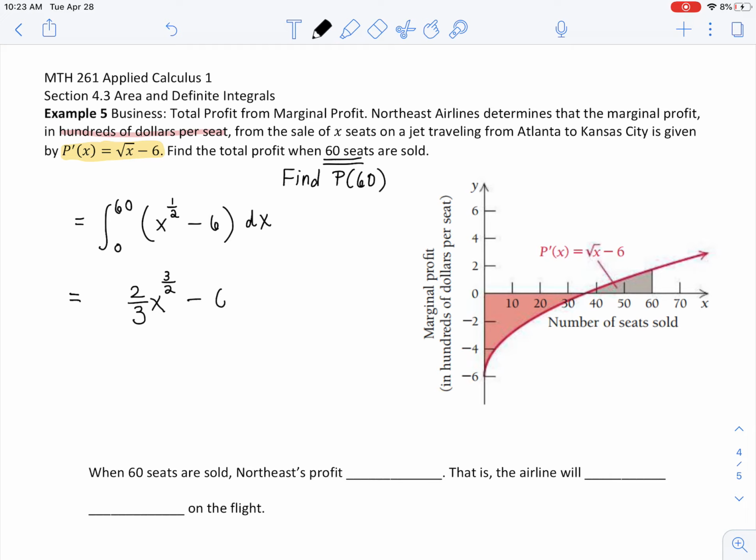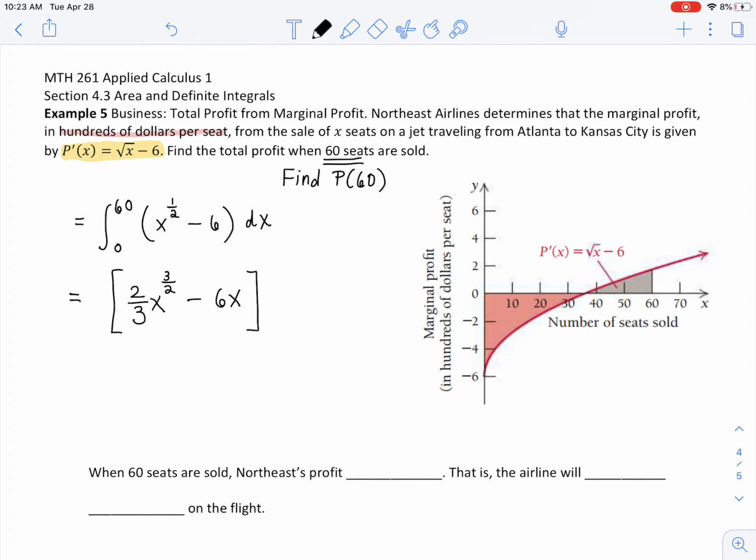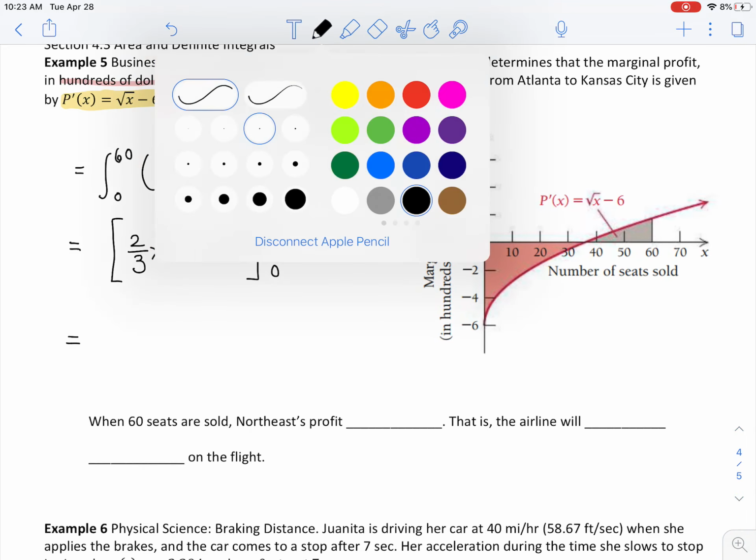All right, let's do the minus 6. That's going to give minus 6x to the first power divided by 1. So it's just going to be minus 6. And now we're going to just put these in a bracket. Put the 60 up top for the upper bound and 0 for the lower bound. Now let's evaluate this. Plug in two numbers. First, plug in 60 into your x.